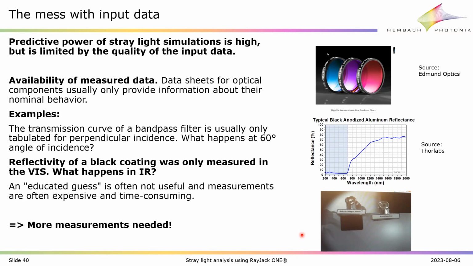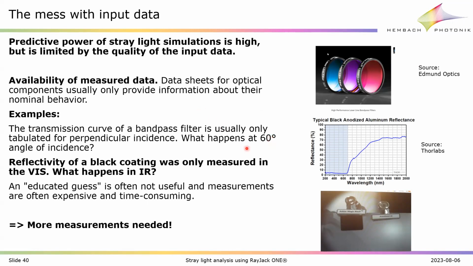And measured data are often not available. One reason is that, for instance, if you're purchasing such a filter, the supplier typically provides you with transmission data for the nominal angle of incidence and for the nominal wavelength. But if you want to know the transmission or reflection of this filter in the mid-infrared, most likely you have to measure yourself.